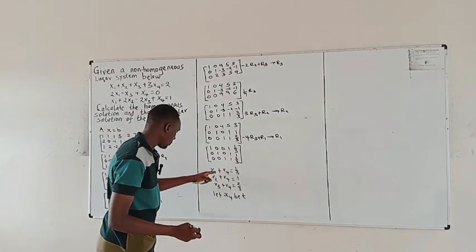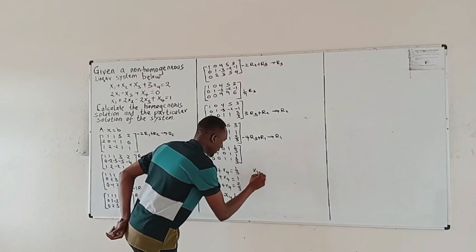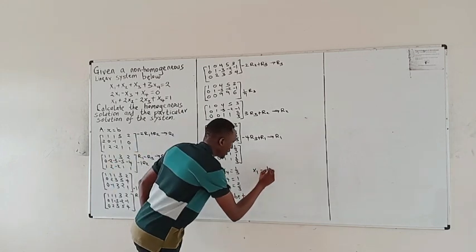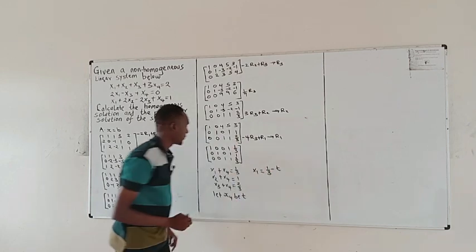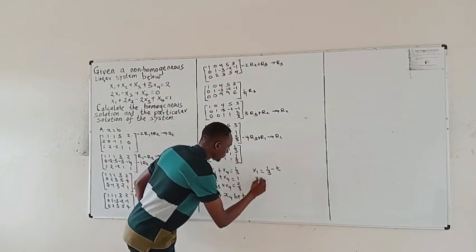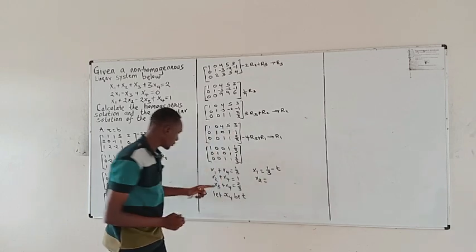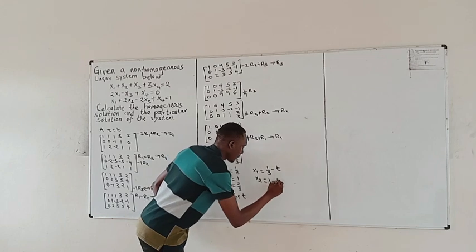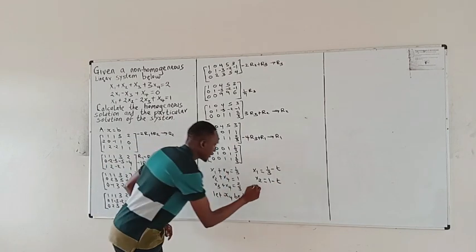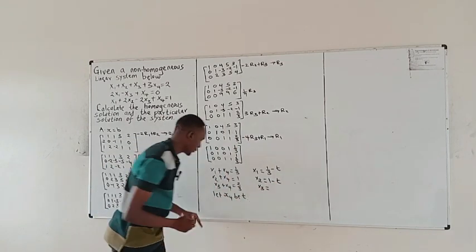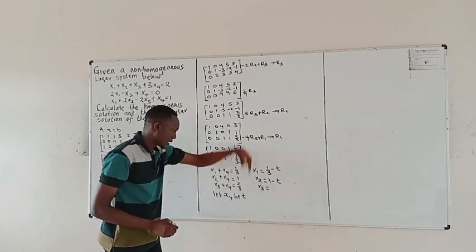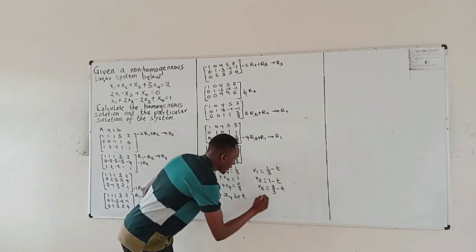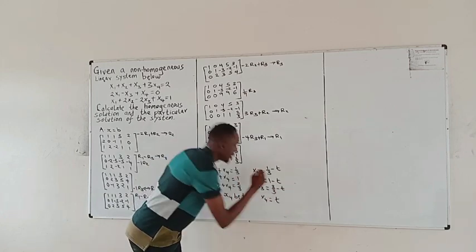Now from here, we realize that x1 is now equal to, when x4, which is t, crosses the other side, a third minus t. x2 will be equal to, when x4, which is t, crosses the other side, 1 minus t. Our x3 will be equal to, when x4, which is t, crosses the other side, 2 over 3 minus t, and our x4 is just t.